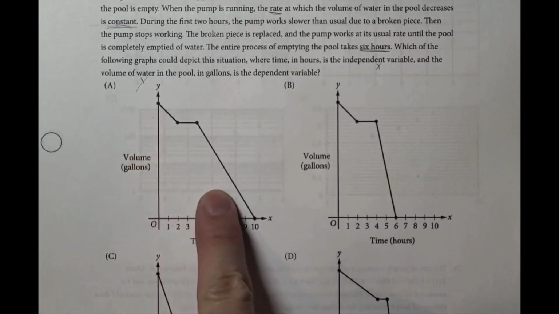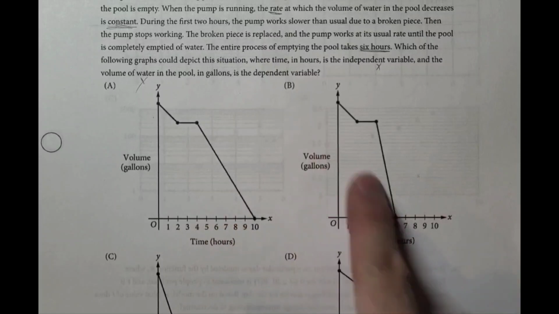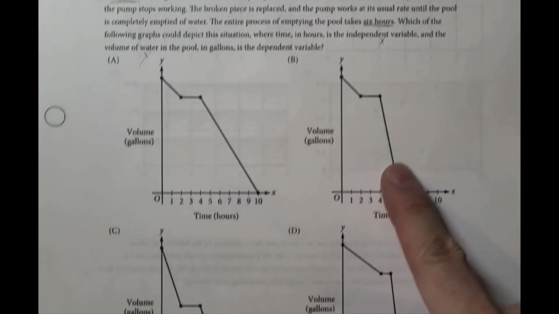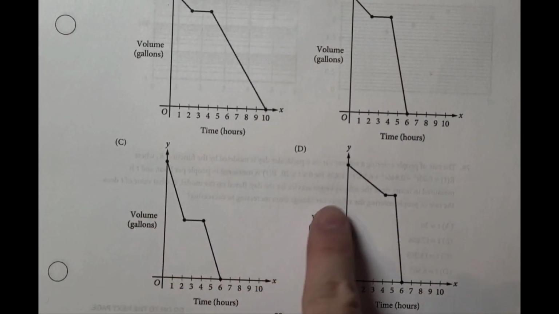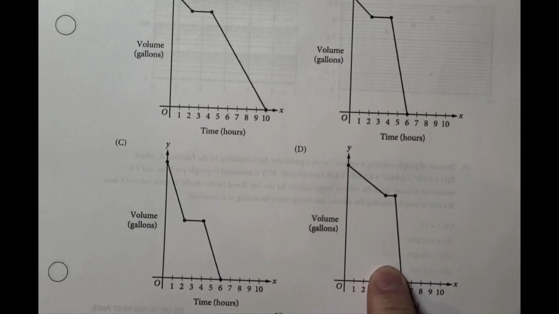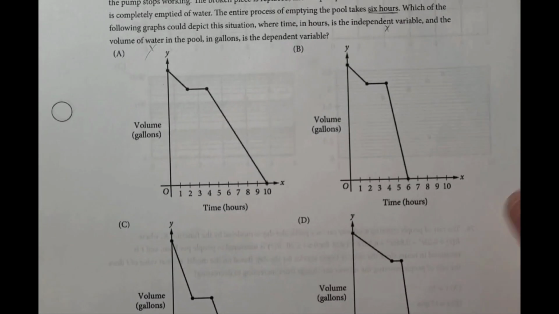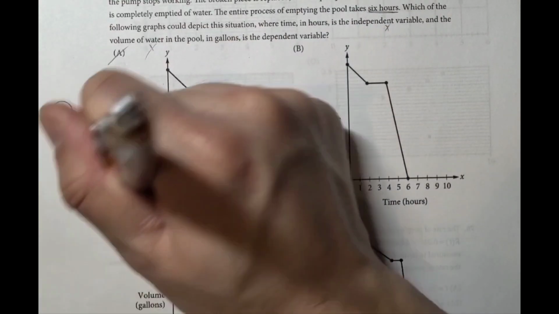So this looks like it's pretty much the same. This one's more steep, so it's maybe that. This one looks the same. This one is a lot steeper actually than the beginning. So we can probably eliminate A and C already.